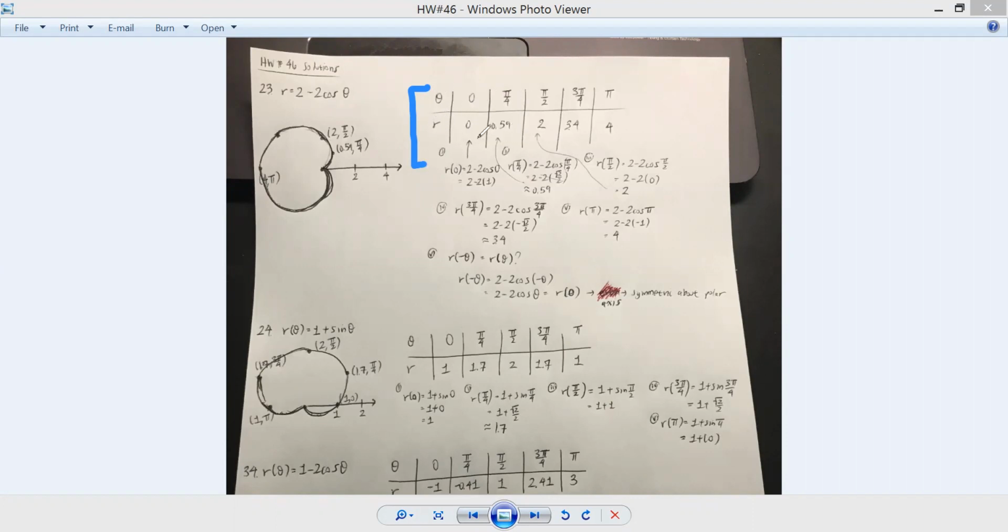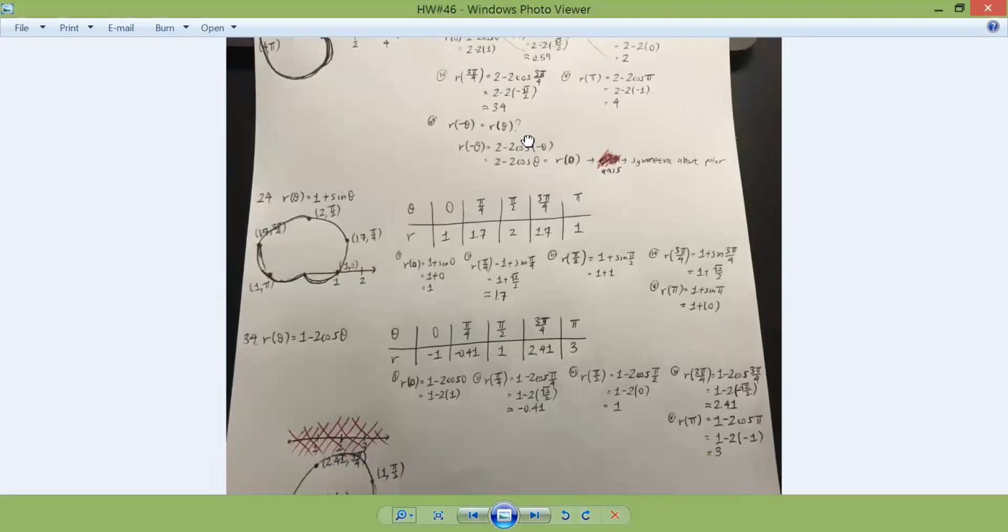We have r, theta, right? r is the dependent variable, but it comes first in (r, theta). But these are the values you get for the first question. I plotted these 5 points, and then I made use of the fact that it's symmetric about the x-axis, which we briefly talked about yesterday. And then I drew the rest of the curve. I used Desmos to check my work, so feel free to definitely use that as a resource. And then you can see the same thing for 24 and 34.